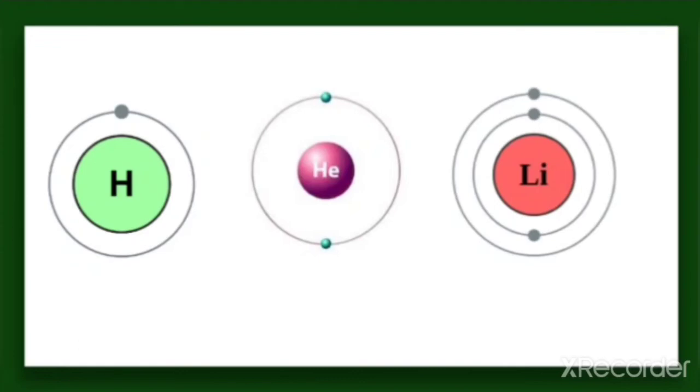So that is the point we need to remember here: in the first shell maximum 2 electrons can be accommodated. If it has more than 2, then the third electron should be made in the next shell, that is the L shell. We have to make the third electron there. So let us take another example.